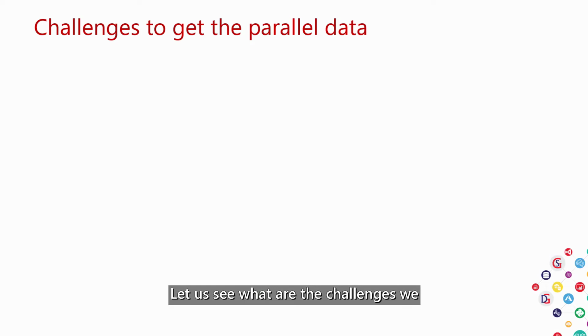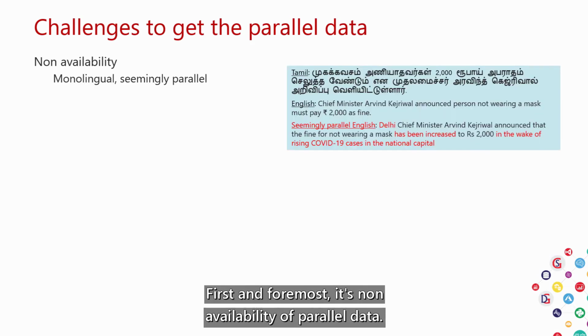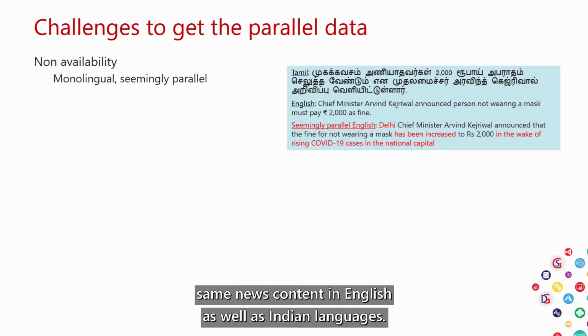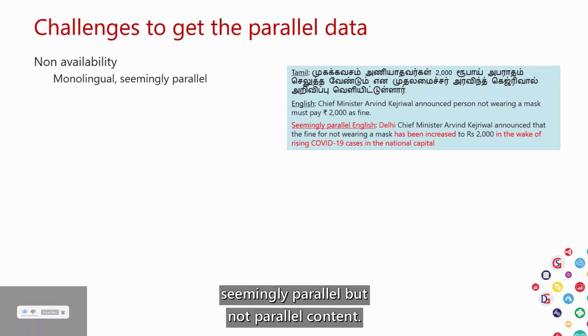Let us see what challenges we encounter while collecting parallel data. First and foremost, it's the non-availability of parallel data. On the internet, you will see a lot of monolingual content, but it's going to be very hard to find parallel content. Sometimes you will encounter the same news content in English as well as Indian languages, but many times you will find they are seemingly parallel, but not parallel content.